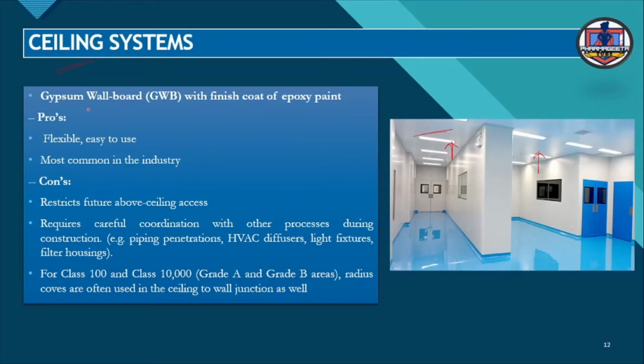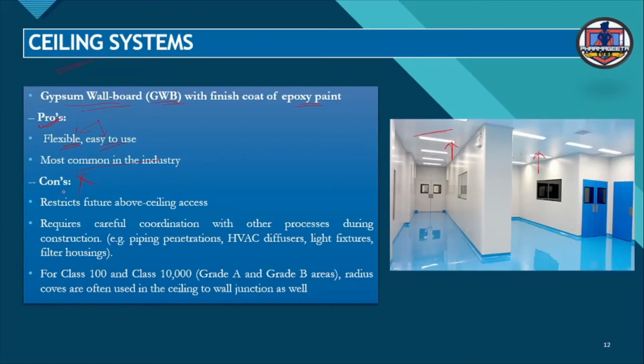What type of ceiling and what type of materials are recommended to be used in industrial or pharmaceutical environments? Mainly gypsum wallboard, GWB, with a finished coat of epoxy paint. So what are the pros, that is advantages, and what are the disadvantages of this type of ceiling system? It is flexible, it is easy to use, and since it is easily available, it is most commonly used in the industry.